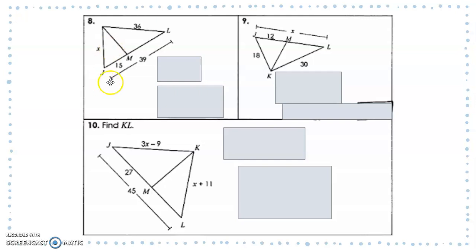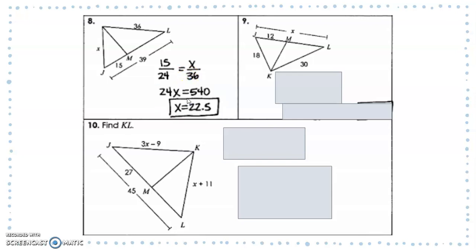For number 8, we see that they tell us this side for JL, so that's 39, so I'm going to have to subtract to figure out what LM is. When I do that, I'm able to set up my proportion and say that 15 over 24 equals x over 36. And when we do that, we solve and we find that x equals 22.5.